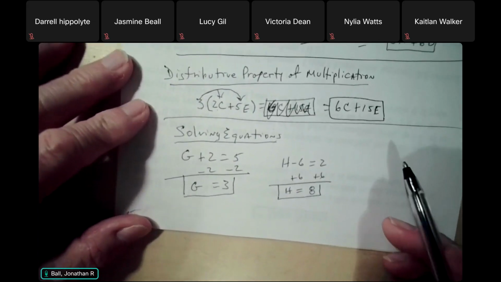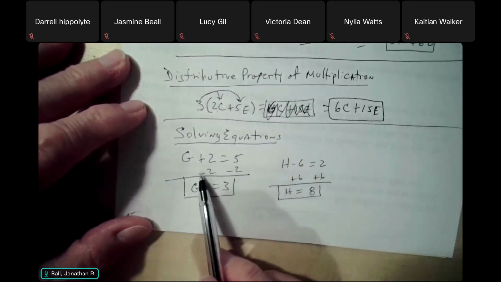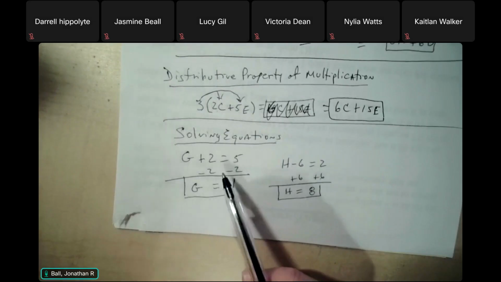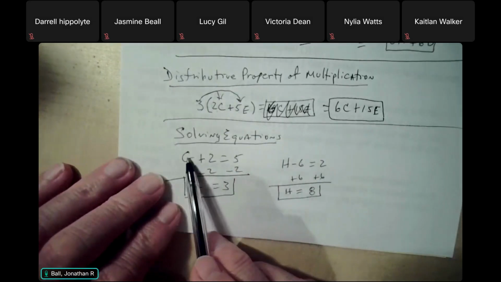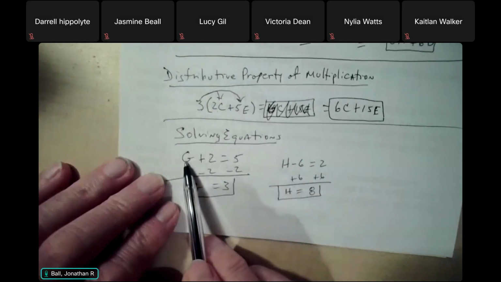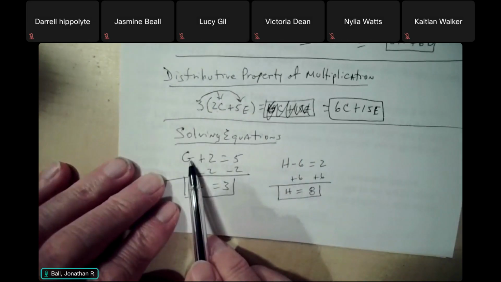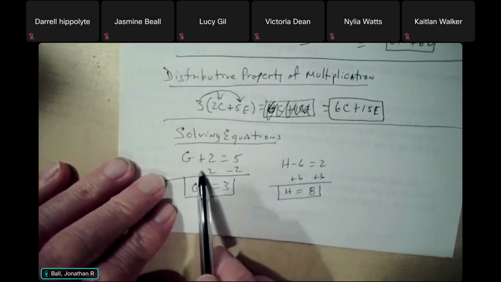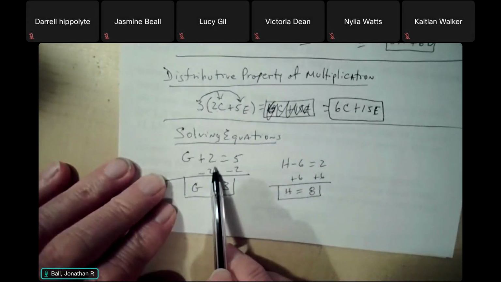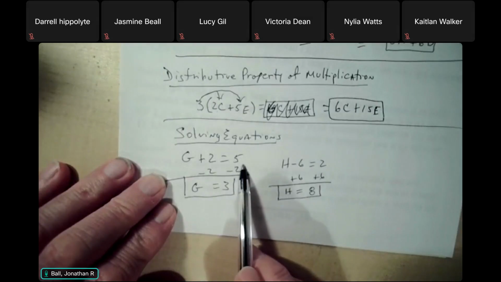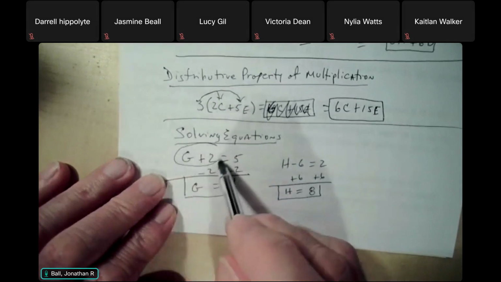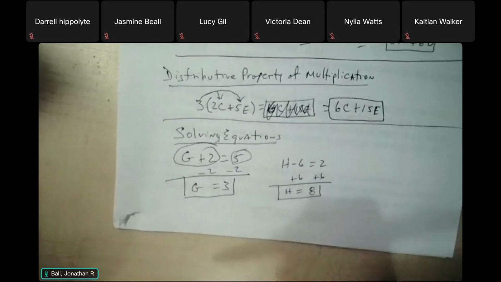Solving equations. Very simple. This is kind of the basis for everything we do in algebra, solving equations. So we have g plus 2 equals 5. We want g over here by itself. We want to solve this equation for g. So whatever you have here, you do the opposite. If it says plus 2, we subtract 2. Whatever you do to one side of the equation, you have to do to the other side. Equations are like seesaws. This side is equal to that side.